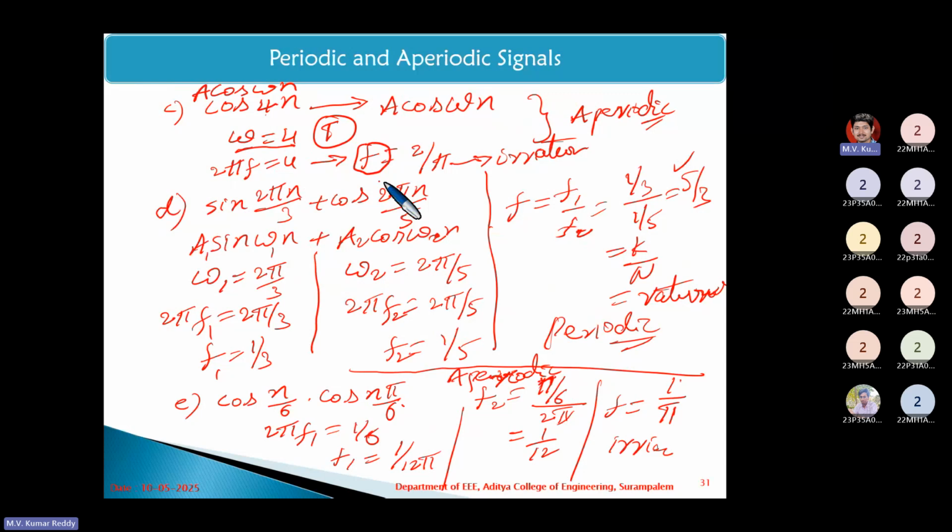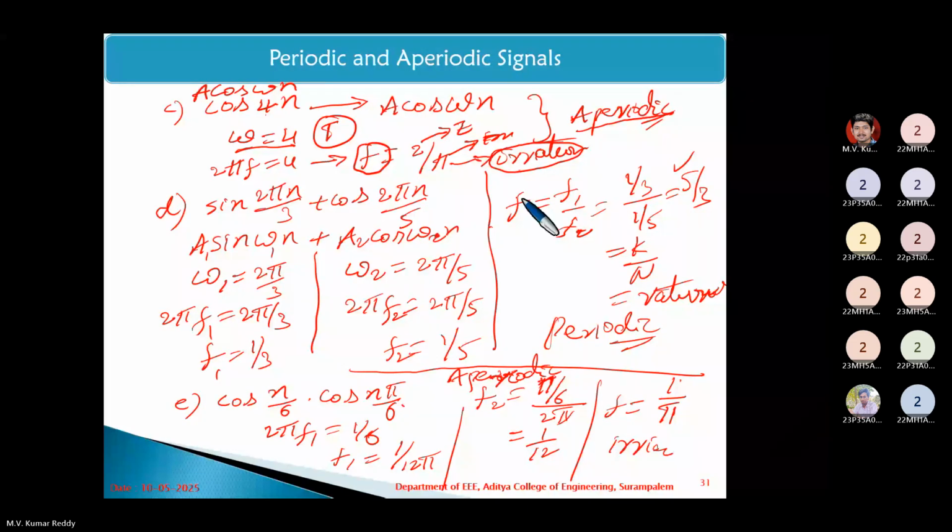ఇక్కడ చూడండి. F value how much? 2 by pi. Here 2 is an integer and pi is an irrational number. So these two cannot be integers. Hence it is an irrational number. Irrational number means it is aperiodic.